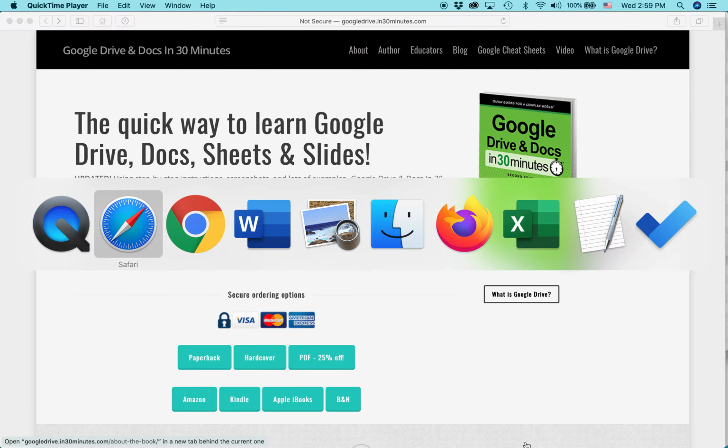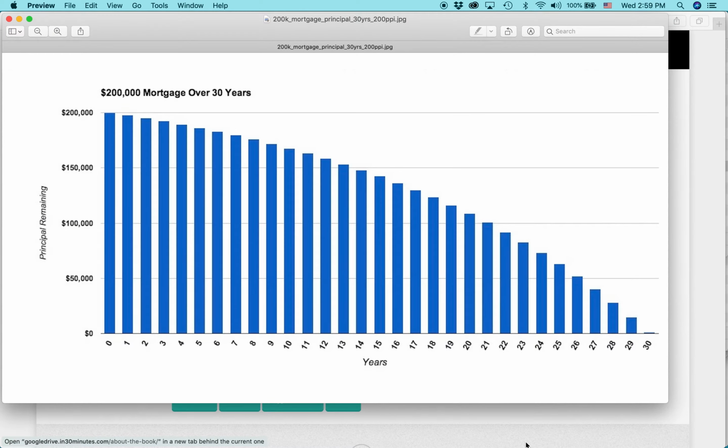Today, I'm going to be talking about something that people who are buying a house or taking out a loan will often encounter, and that is how much do they owe over a certain period of time. And you may have seen a chart like this. It shows a $200,000 mortgage over 30 years, how much principal is remaining. Maybe they'll do it a different way. It'll show the principal and the interest, so it'll be evenly split every year, and it'll show you how much you'll be paying every year.